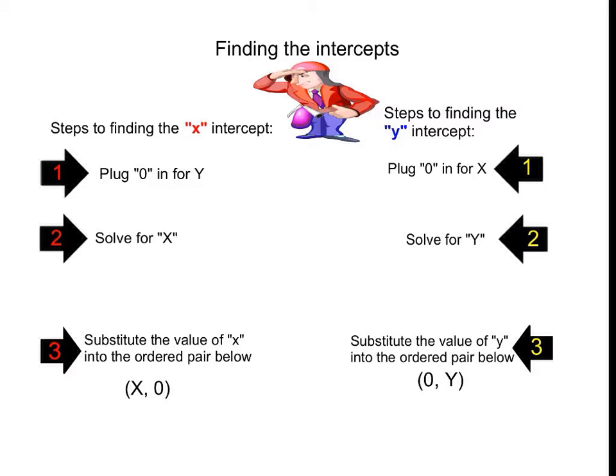Now, let's look at the steps. If I want to find my x-intercept, I'm going to plug 0 in for y. I'm going to solve the equation for x. And then I'm going to substitute the answer that I got into an ordered pair, (something, 0). Very similarly, if I want to find the y-intercept, I'm going to plug in 0 for x. I'm going to solve the equation for y. And then I'm going to substitute whatever I got for y into an ordered pair that's (0, that answer). Let's look at that in action.